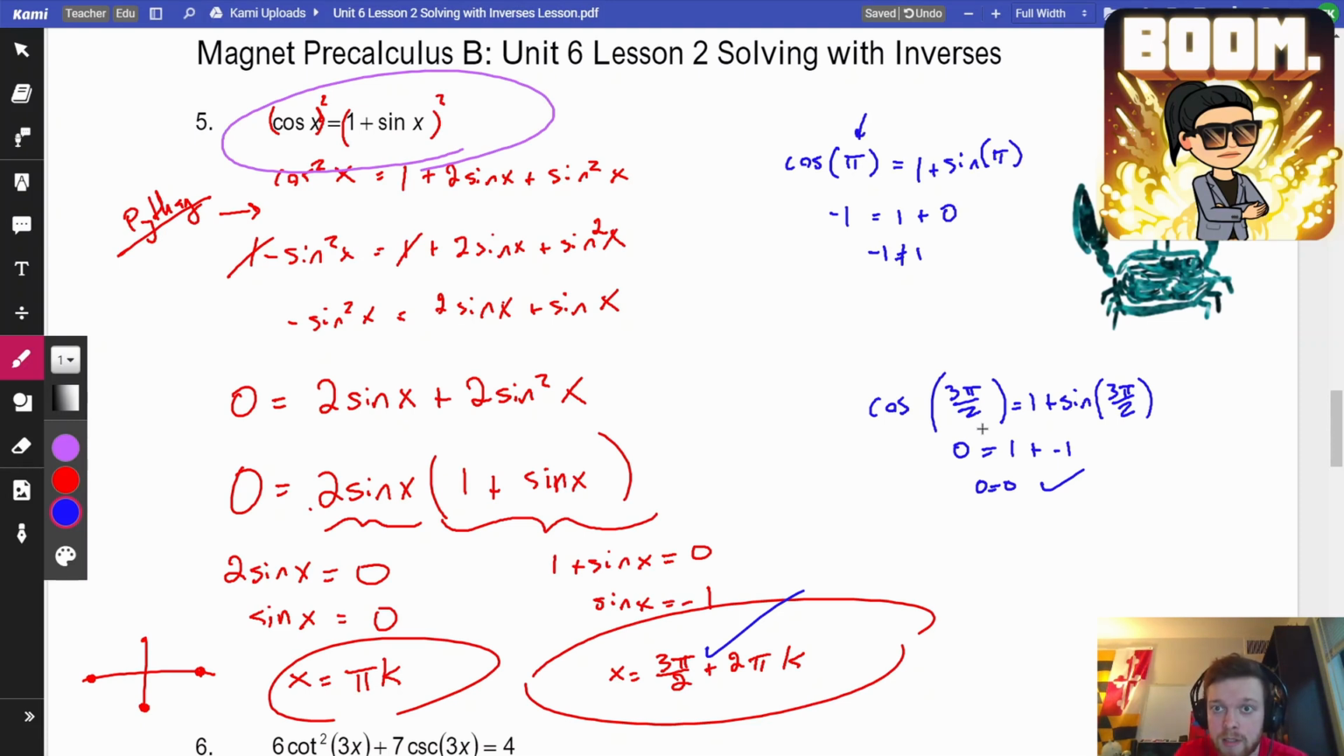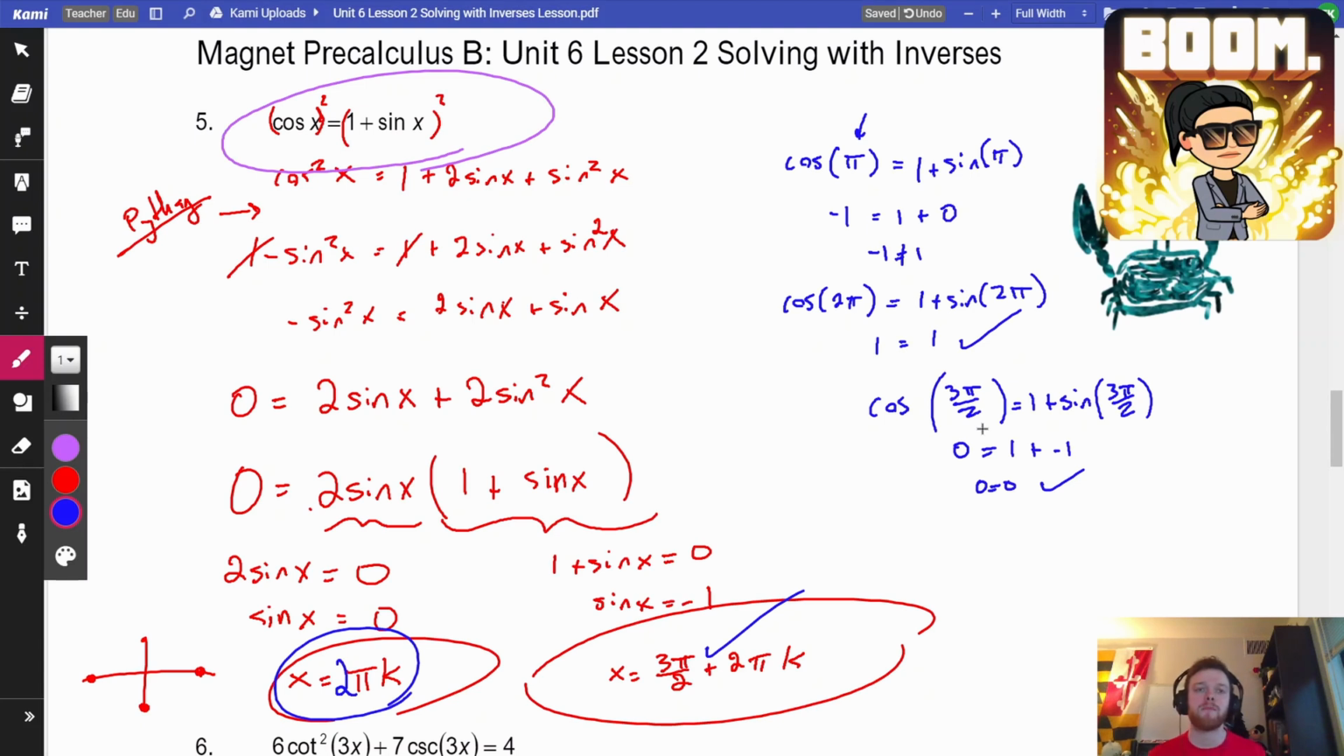However, there's a problem because cosine is giving negative 1. If I plug in 2π, sine is still 0. I'm going to get 1 plus 0 is equal to cosine of 2π, that's 1. 1 equals 1. So the actual answer here is plus 2πk. We got an incorrect answer because we squared both sides of the initial equation, which is a non-reversible move.